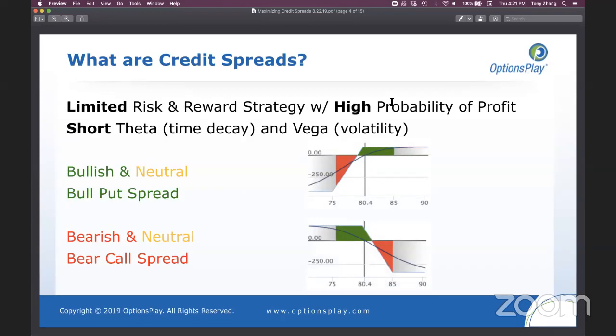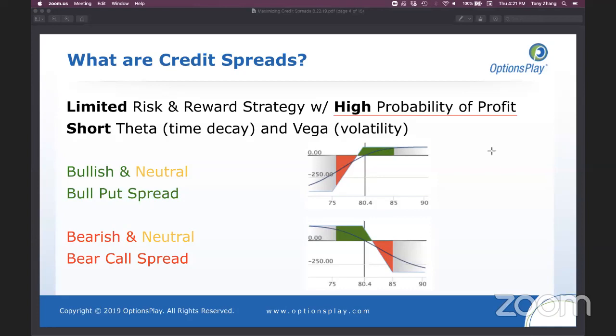First of all, what are credit spreads? Before I break down how credit spreads are constructed, it's important to understand that credit spreads are a strategy, just like debit spreads, that provide a limited risk and reward strategy with high probability of profit. The high probability of profit is what I think attracts many users to selling credit spreads.